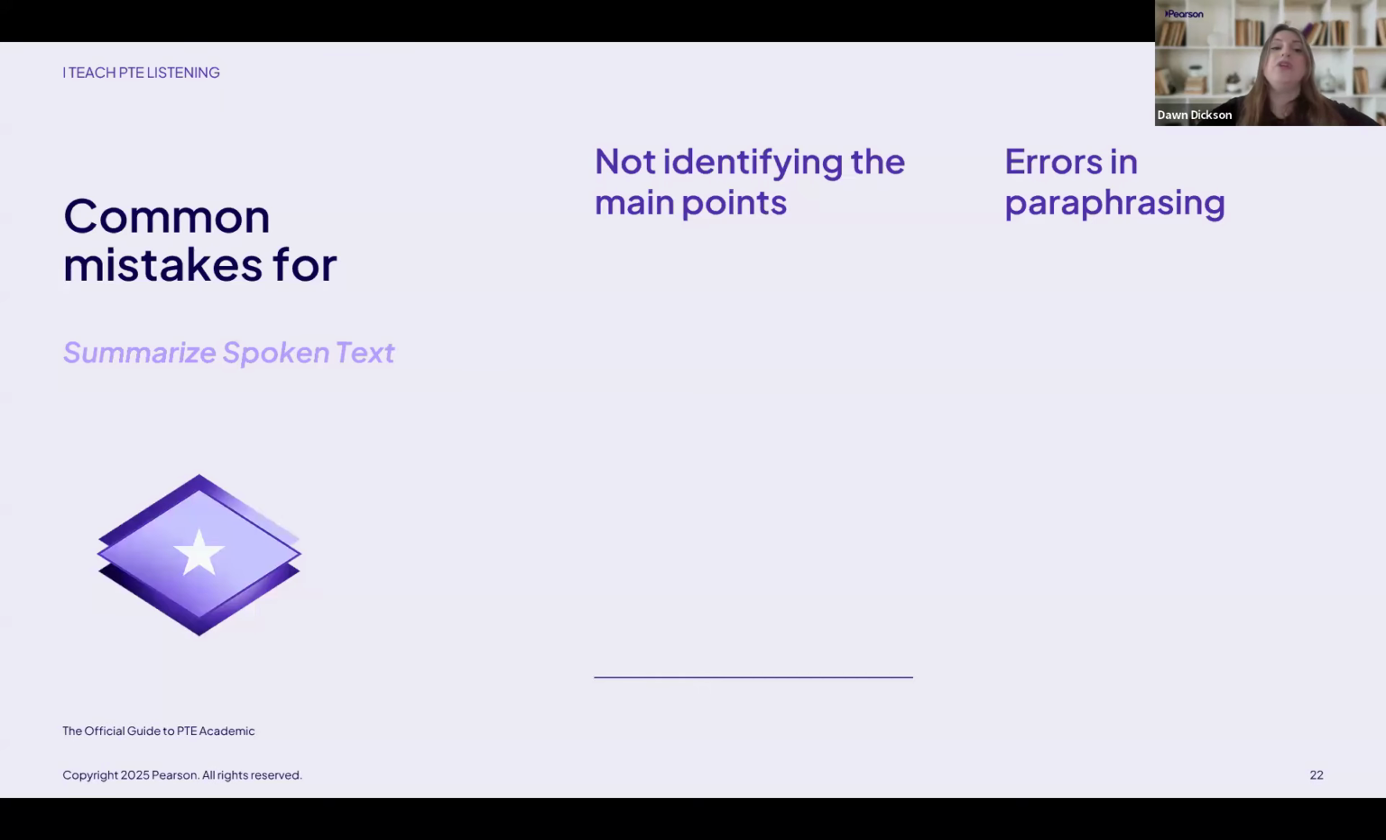Okay, moving on. We're going to look at some common mistakes to look out for with this particular question type, summarized spoken text. Two that we're going to look at are not identifying the main points, and the second one is errors in paraphrasing, so errors or mistakes when it comes to writing something in your own words. Let's have a look at some suggestions here.